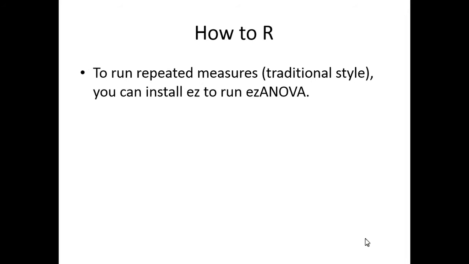And then we are going to use the ezANOVA function in the package ez. And I say this is a traditional style because this is running it as a repeated measures ANOVA instead of an MLM. Slowly, the field, I think, is moving towards doing everything that's repeated as multi-level models, so it won't hurt you to kind of learn about them. But that's going to take a while.